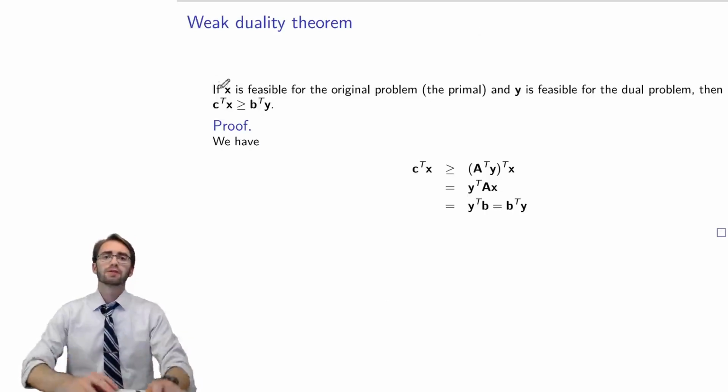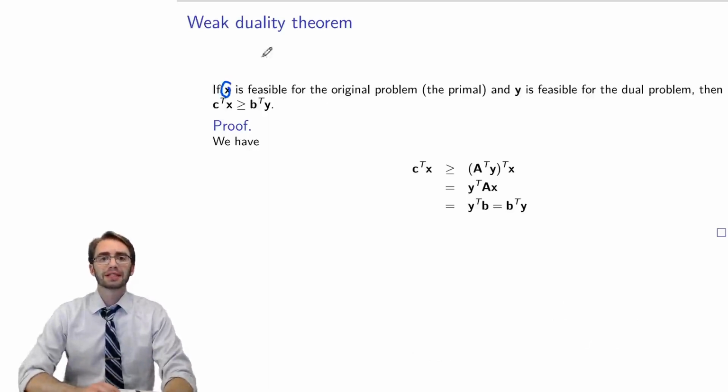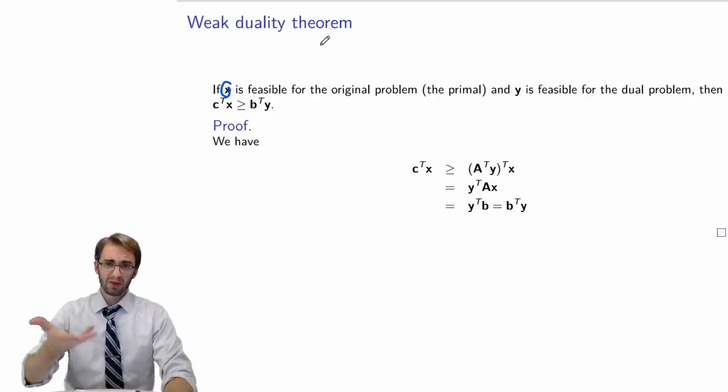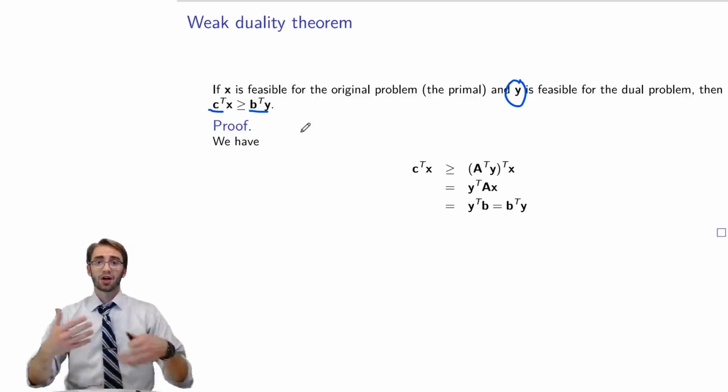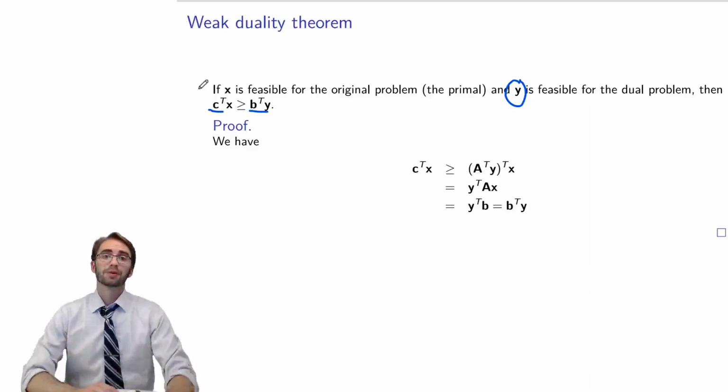The weak duality theorem says that if x is feasible for your primal problem, which we started with being in standard form, the minimization problem, and y is feasible for the dual problem, the maximization problem, then C transpose x is always greater than or equal to B transpose y. So in particular, the minimization problem is always at least as big as the maximization problem. This is always true for any feasible points in the primal and dual respectively. How does that proof work?